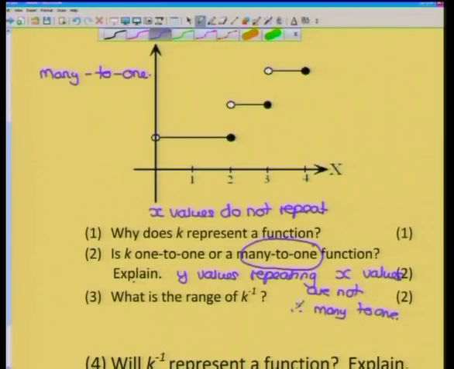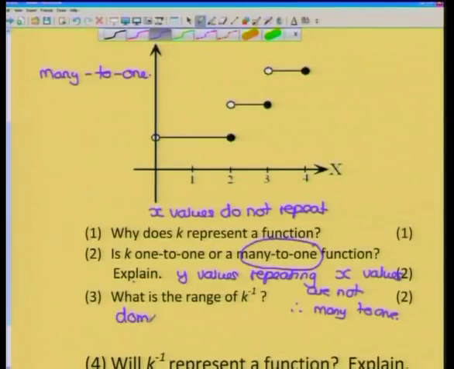Okay, quite important. Now, the next question says, what is the range of the inverse of k? Now, remember I said to you that we're swapping x's and y's around. So if I'm asking you the range of k to the minus 1, it's equivalent to asking you the domain of k.